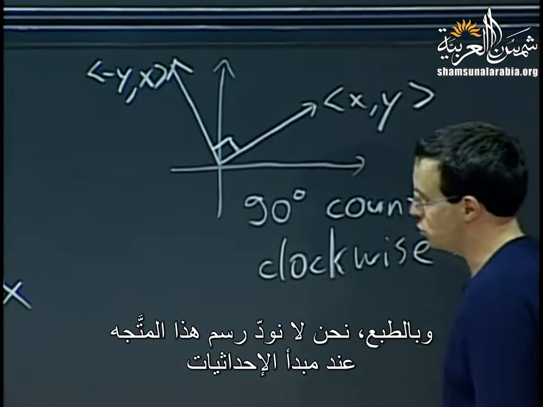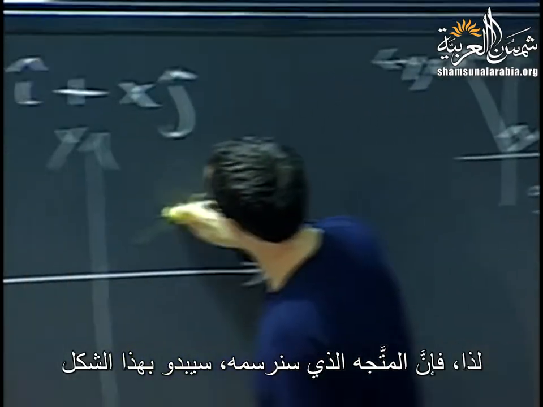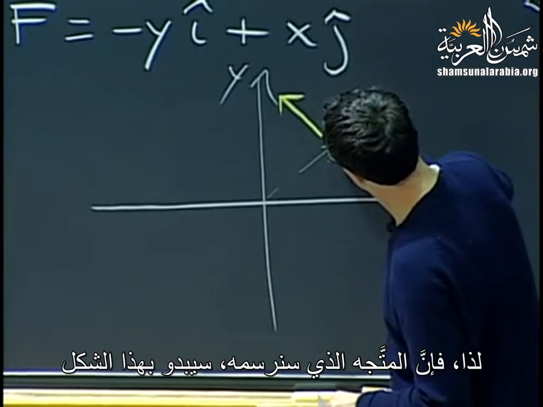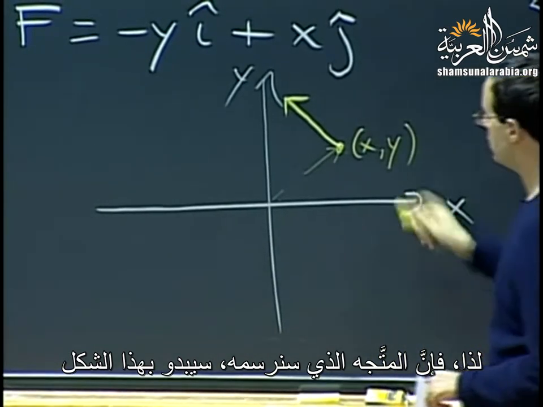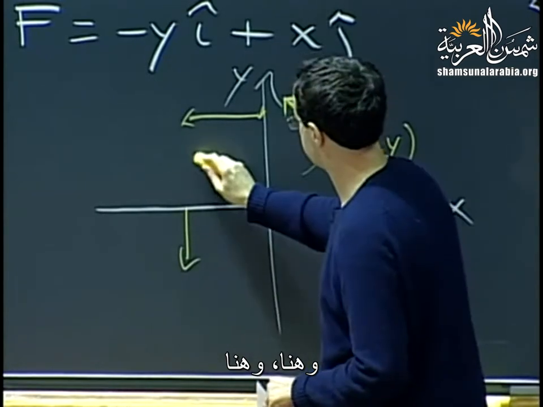And of course, I don't want to put that vector at the origin. I want to put it at the point x, y. So in fact, what I will draw is something like this. And similarly here, it would be like that, like that.